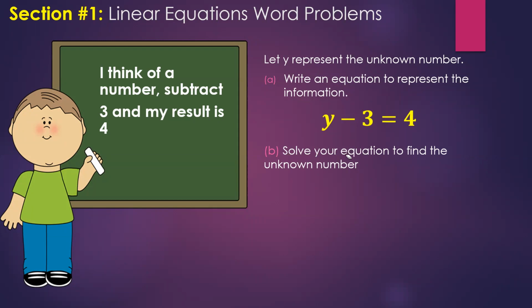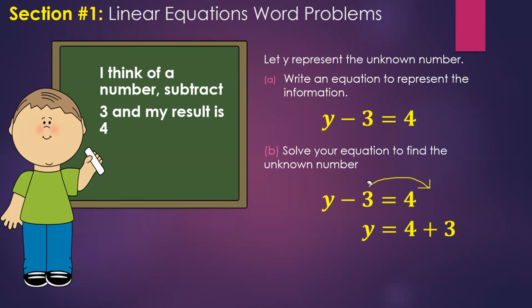B, solve your equation to find the unknown number. Very good. Solve the equation to find the unknown number. So how are we going to solve this equation, Dion? What are we going to do? So we have y minus 3 equals 4. It will carry y down and then add 4 plus 3. What are we going to do with the 3? You would put it on the other side, so the negative sign would turn into a plus sign.